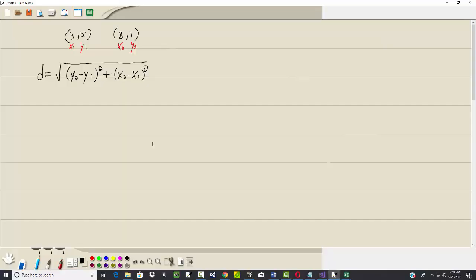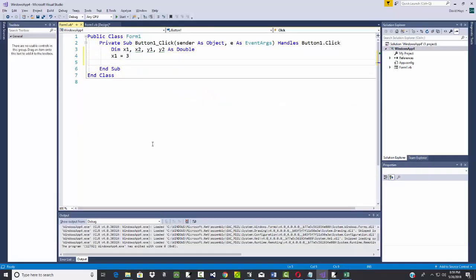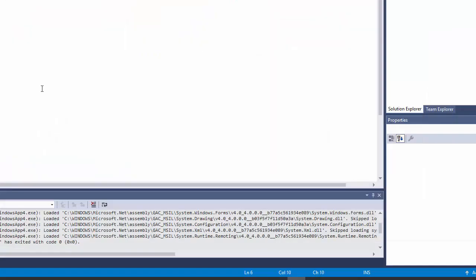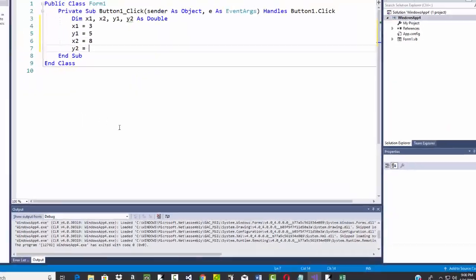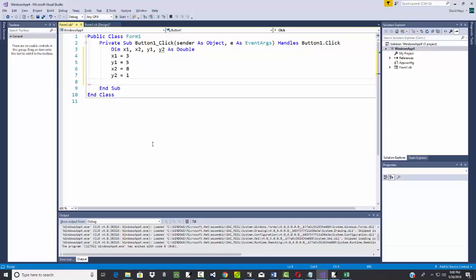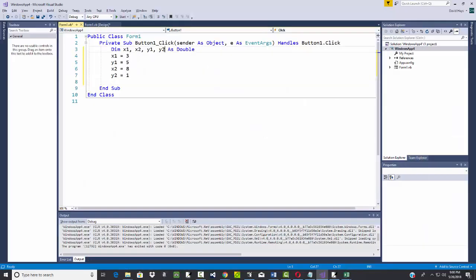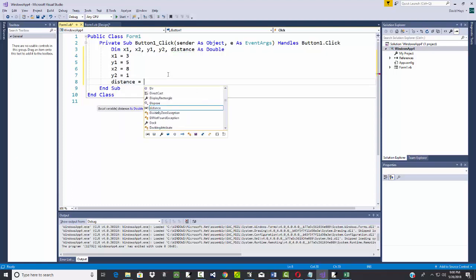X1 is going to equal 3. Y1 is going to equal 5. That's my first point, 3, 5. And then X2 is equal to 8. And Y2 is equal to 1. Now you can put this in all at once. And we're calculating the distance. So I'm going to come up here and have a new variable, distance. I could initialize distance, but right here I'm going to go ahead and assign a value so you don't have to. So distance is equal to square root.